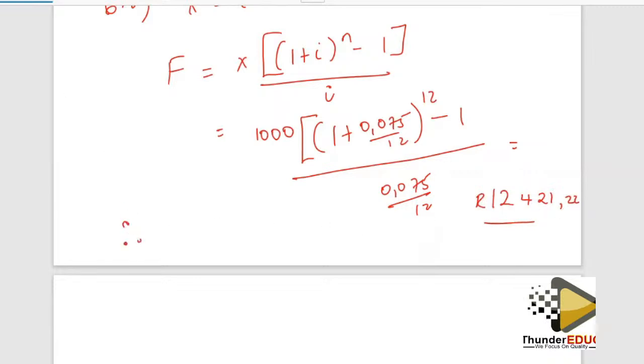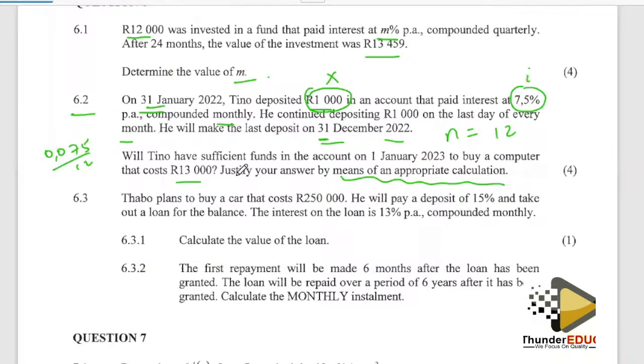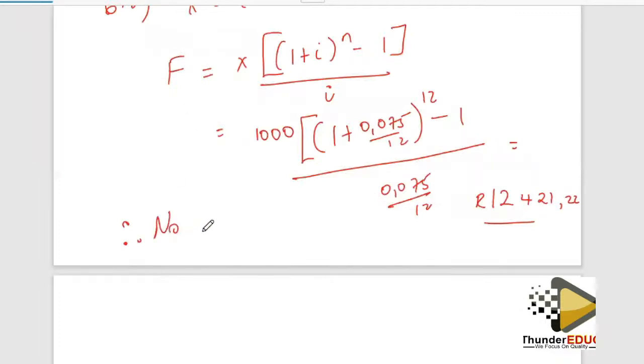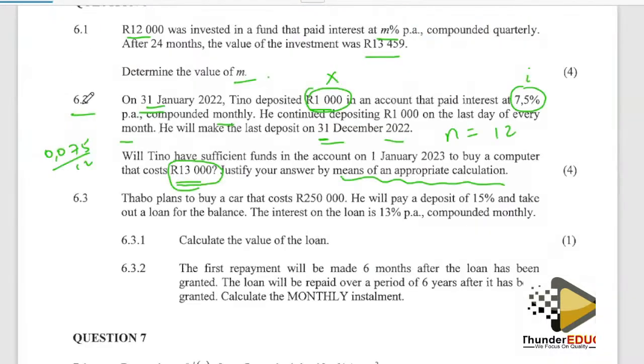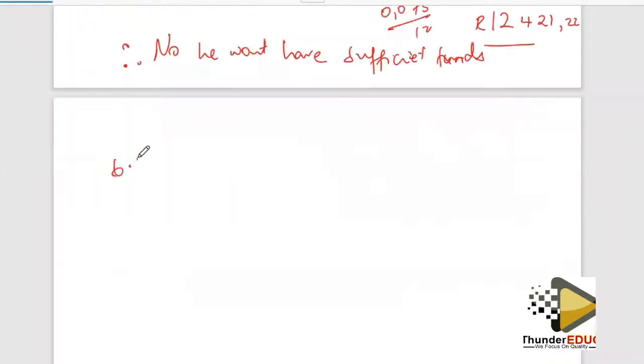Now this guy wants to buy a laptop or a computer of 13,000. Will he have sufficient funds? The answer is no. He won't have sufficient funds. Just that conclusion is needed. Something is short. Remember, our target is 13,000. This guy is having 12,000 plus something. Okay, that is 6.2.